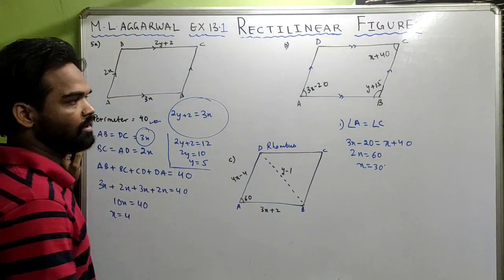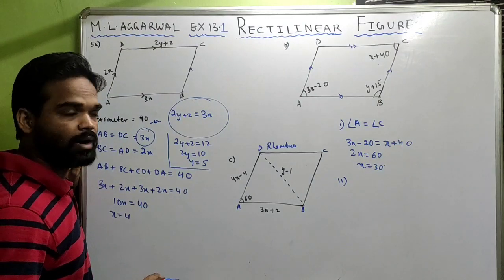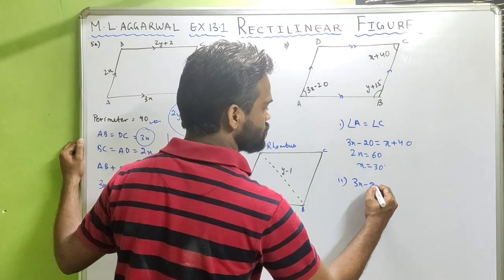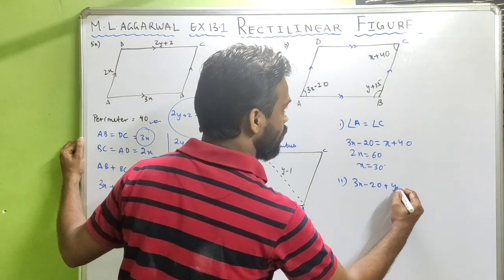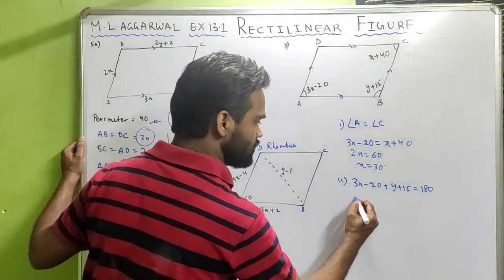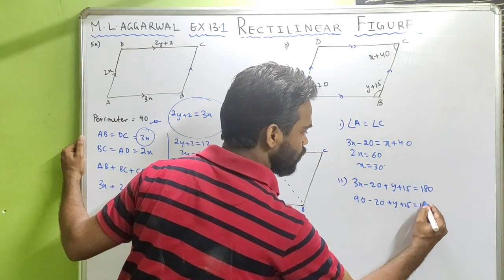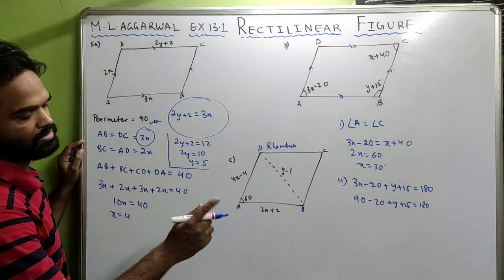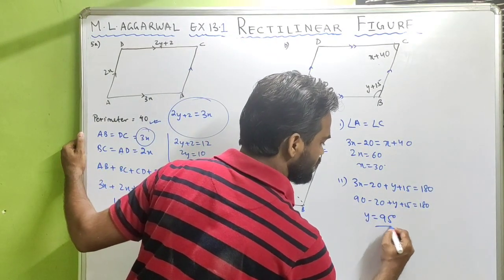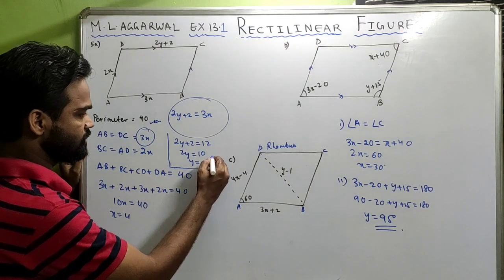Done. Now the second thing we know, in a parallelogram the adjacent angles add up to give 180 because they are co-interior, which means angle A, which is 3x minus 20, plus angle B, which is y plus 15, will be 180 degrees, no doubt in that. 3 times 30 is 90 minus 20 plus y plus 15 equals 180, which means this is 85. So 85 goes over there, so y equals 95. Done. Now let us see this sum.